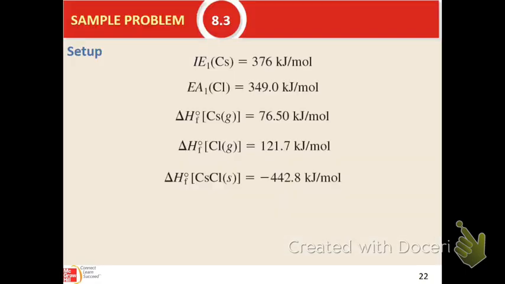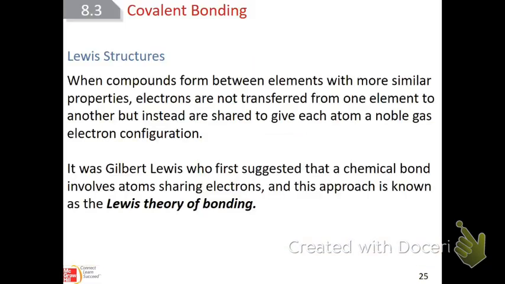Here's where we're going to spend most of our time. Lewis structures. When he's talking about his Lewis theory of bonding, again, this is the same guy that came up with Lewis dot structures. Gilbert Lewis suggested that a chemical bond involves sharing electrons. This is the Lewis theory of bonding, so we're talking about covalent bonds now.